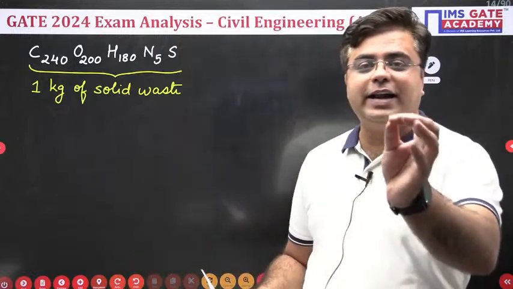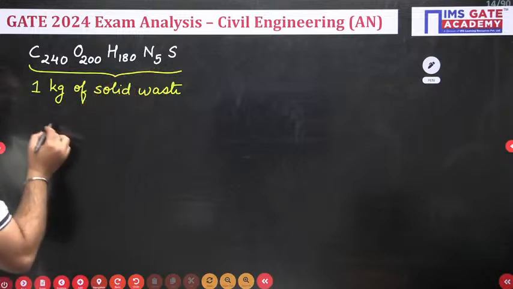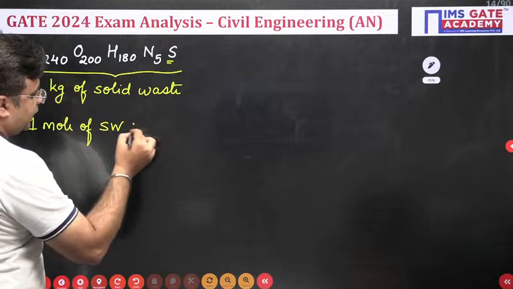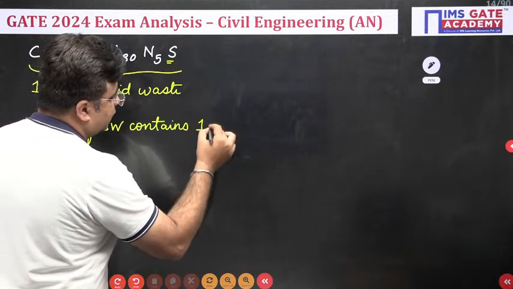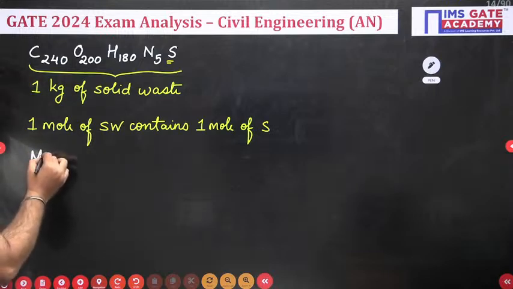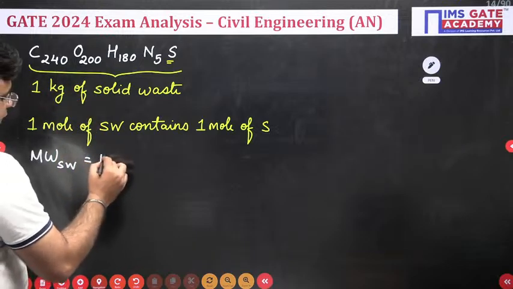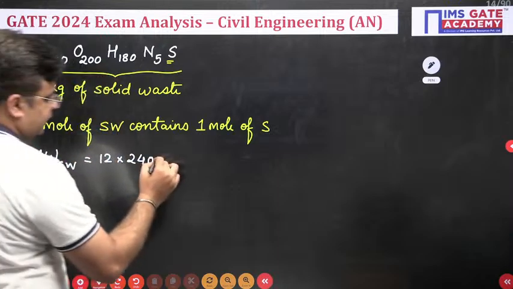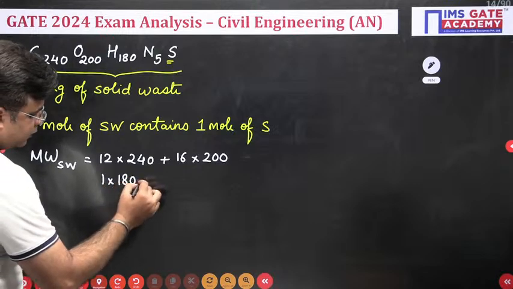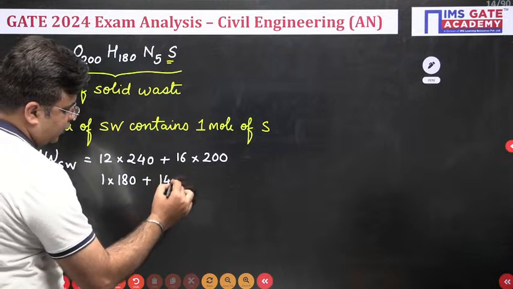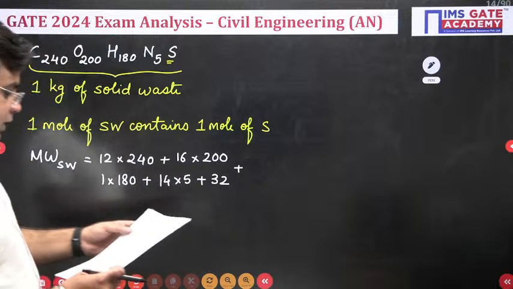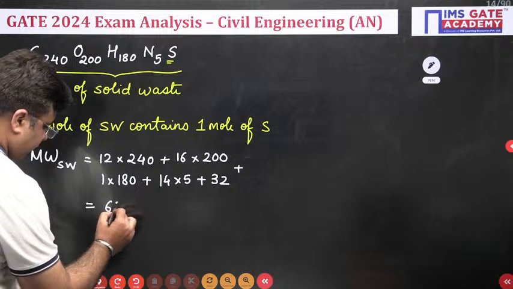My dear students, direct question from the test series. So 1 mole of this solid waste contains 1 mole of sulfur. So you can just calculate the molecular weight of the solid waste. The molecular weight of the solid waste is equal to carbon, 12 into 240, plus oxygen, 16 into 200, plus hydrogen, 1 into 180, plus nitrogen, 14 into 5, and then sulfur, which is 32. This gives the molecular weight of the solid waste as 6362 grams.